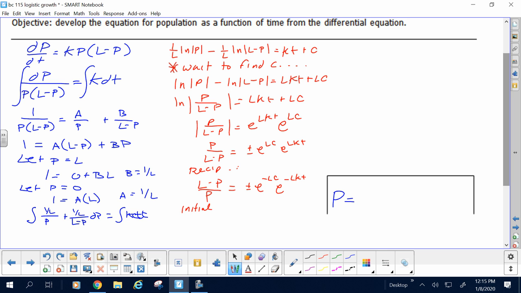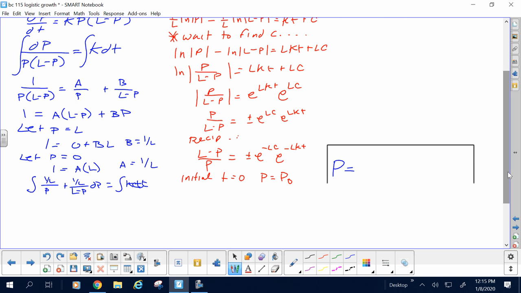Now, here's where we use the initial condition. Initial is at time equals 0, the population is the initial population, a lot like we do in exponential. Follow? Now, on the left-hand side, we would get L minus P initial over P initial. On the right-hand side, plus or minus e to the negative LC, e to the negative LKT. You cool? E to the 0, sorry. Yes, thank you. So it'd be a big fat 1 there, yeah?